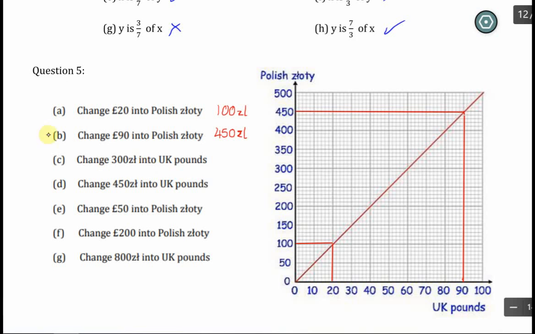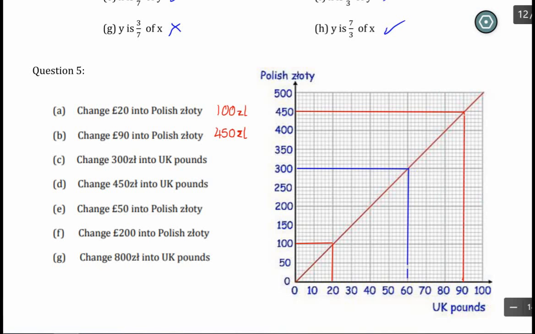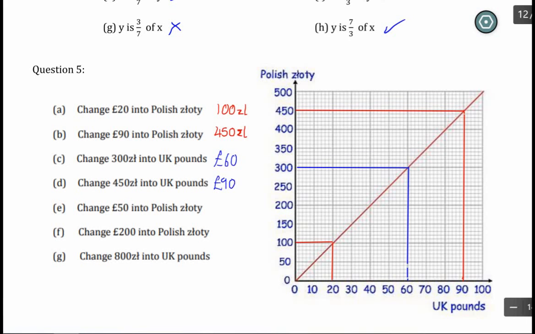Change 300 zloty to UK pounds, so this is going the other way. Still a value that we have. So that's 60. 450 zloty. Well, we've already done that one actually. That was the same answer as we had earlier on. That was £90. £50 into zloty. So again, we're going up from the pounds, and that looks about 250.